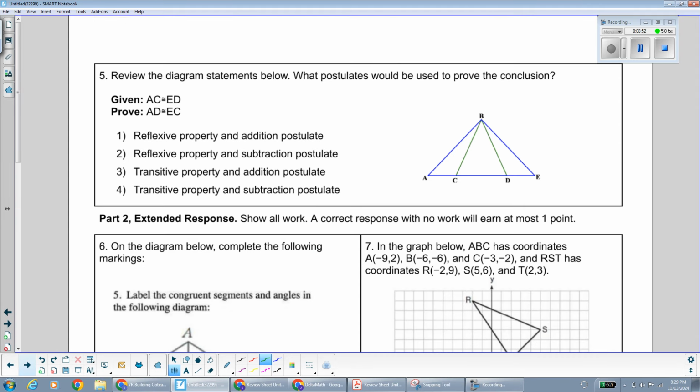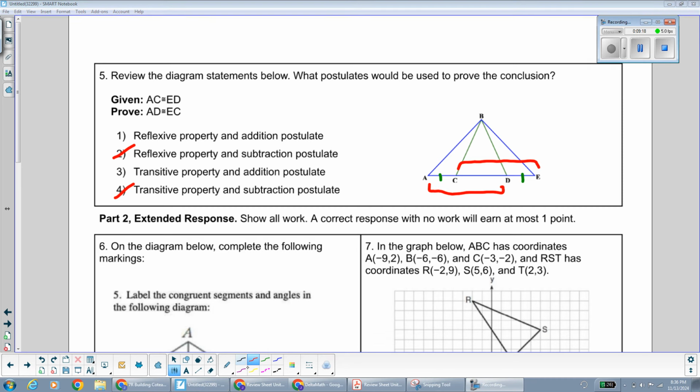Okay, so we're given AC is congruent to ED. And we need to end up with the fact that AD is congruent to EC. So I already see that I'm going from smaller to larger segments. So I already know it's addition. So I'm going to knock out 2 and 4.